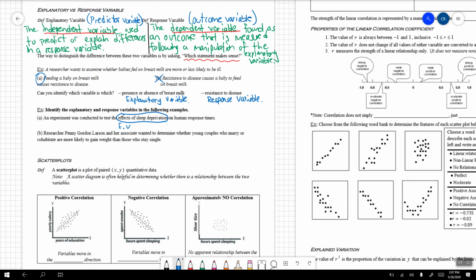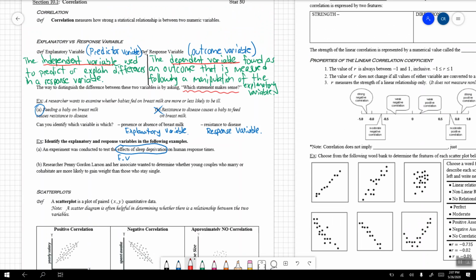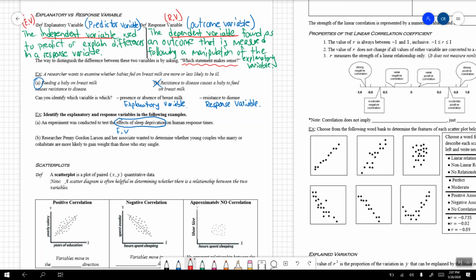And I hope you all are okay with me abbreviating these. I'm going to abbreviate explanatory variable as EV and then response variable as RV. All right, so we got the effects of sleep deprivation. That was our explanatory variable. Now the response variable. Well, the response variable is just basically measuring the human response times. That is the response variable.